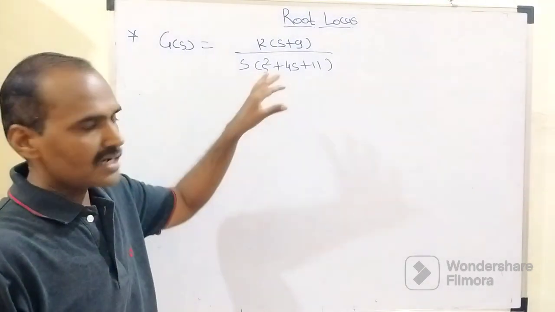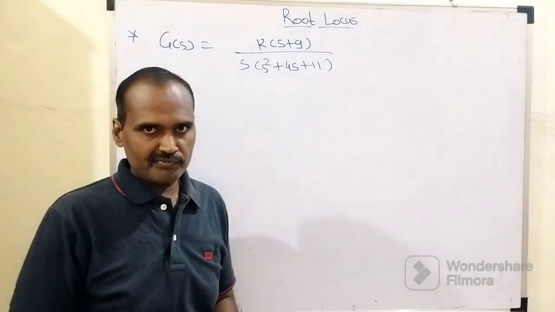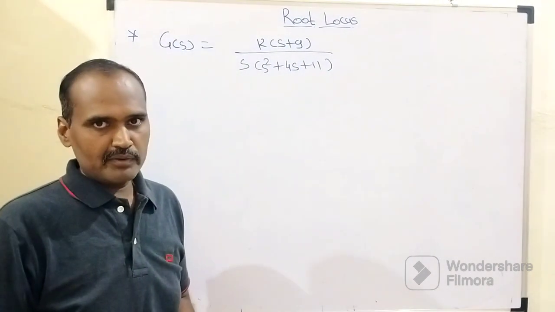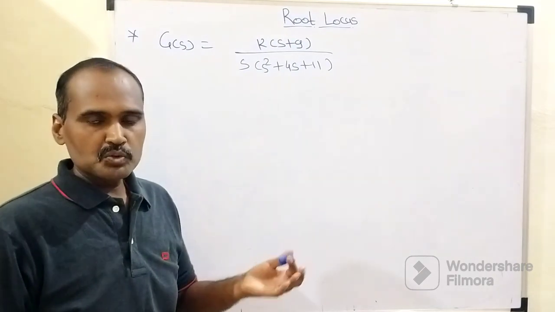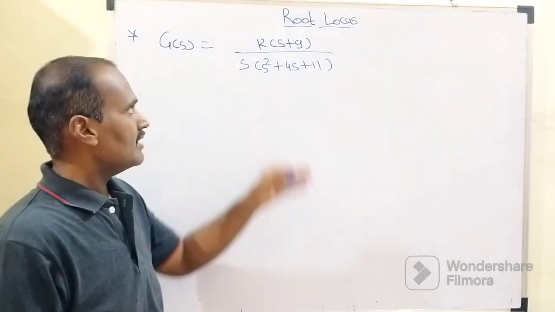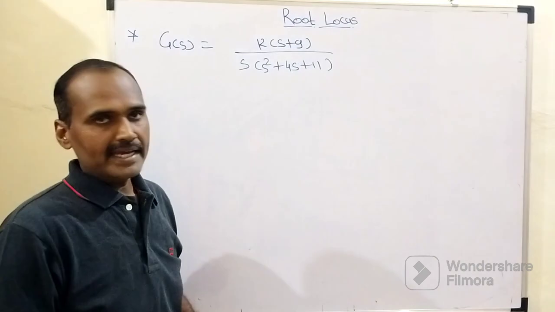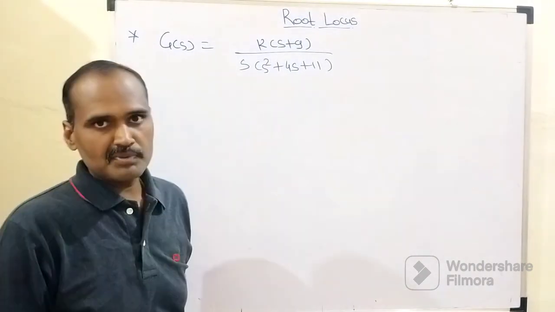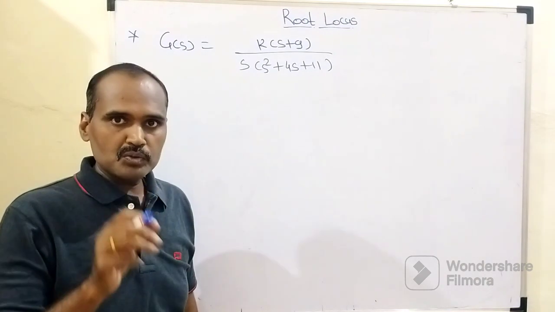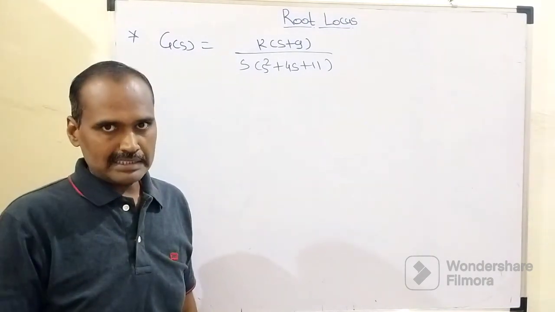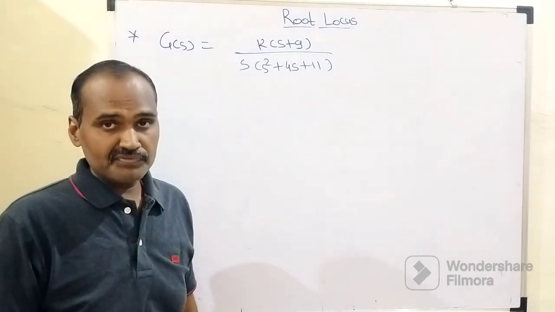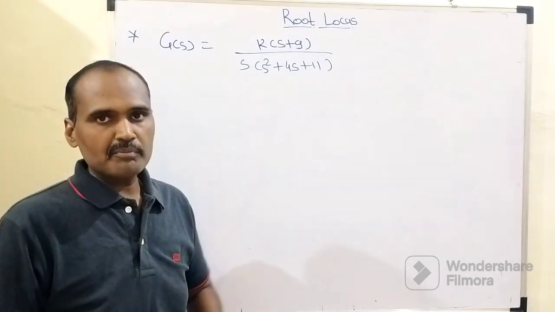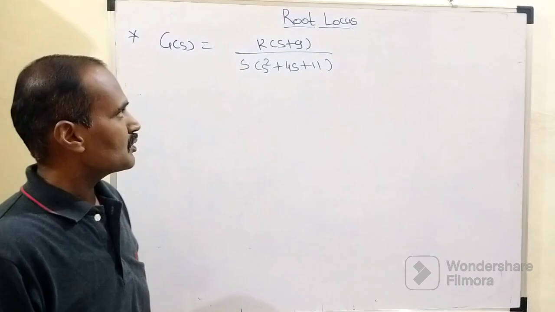As you can see, we have such a unity gain feedback system, meaning its feedback gain is exactly equal to 1, and whose open loop transfer function is given by K into (s plus 9) divided by s times (s square plus 4s plus 11), right? In order to plot this root locus curve, there are 7 to 8 steps which we need to follow carefully. Then and only then can we plot the dynamic characteristics of this control system.